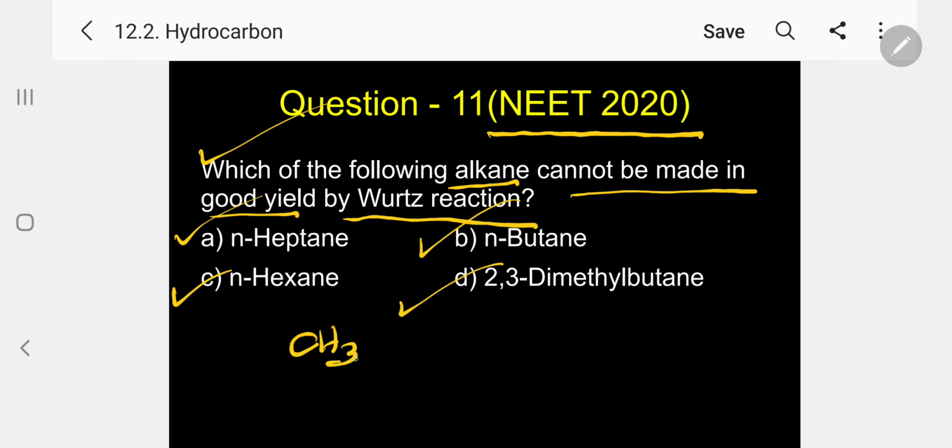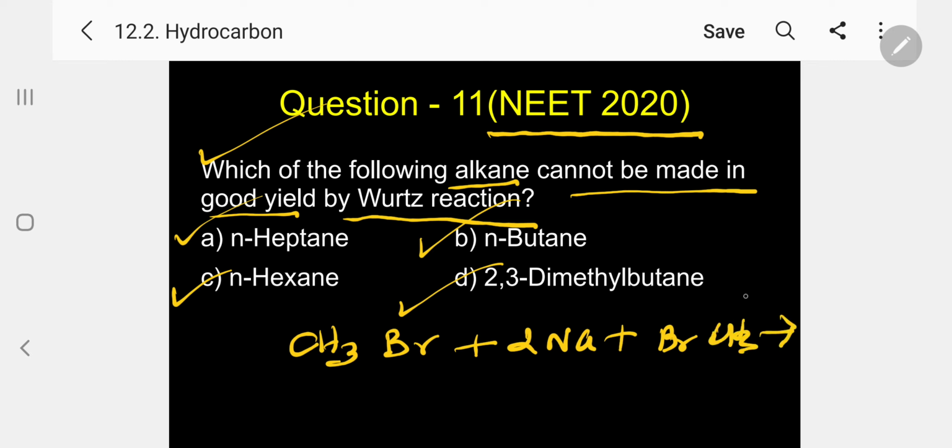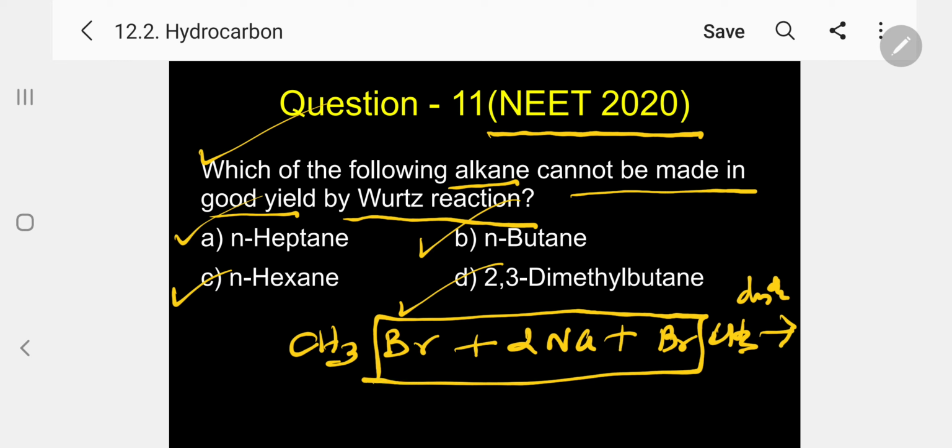Methyl bromide plus 2 moles of sodium plus methyl bromide in the presence of dry ether. So it removes 2 bromides as sodium bromide, producing ethane. This is a very fundamental, simple example of Wurtz reaction. So let me explain what Wurtz reaction is.